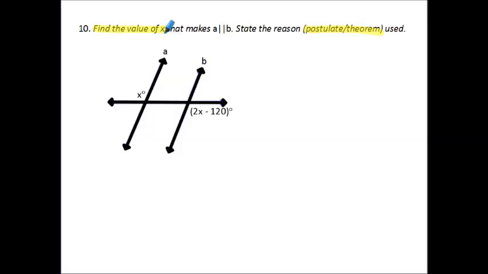So we got angles x, and the other angle has a measurement of 2x minus 120 degrees. And these are two angles which are exterior. They are on the other side of the transversal. These are alternate exterior angles. So we're using the alternate exterior angle theorem.